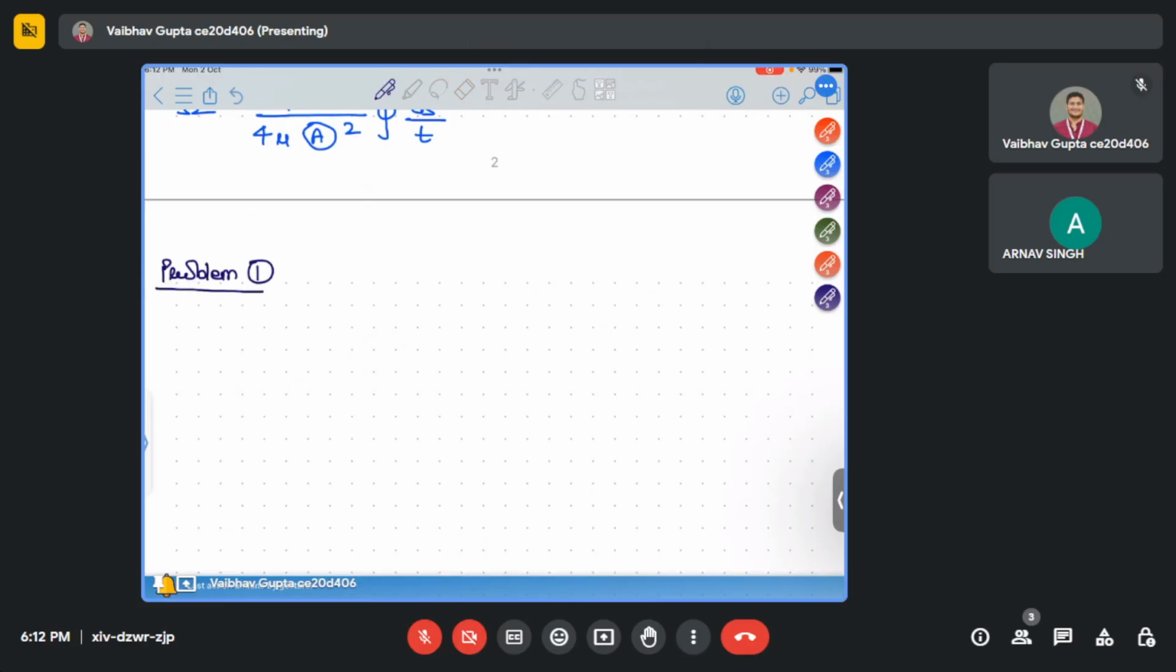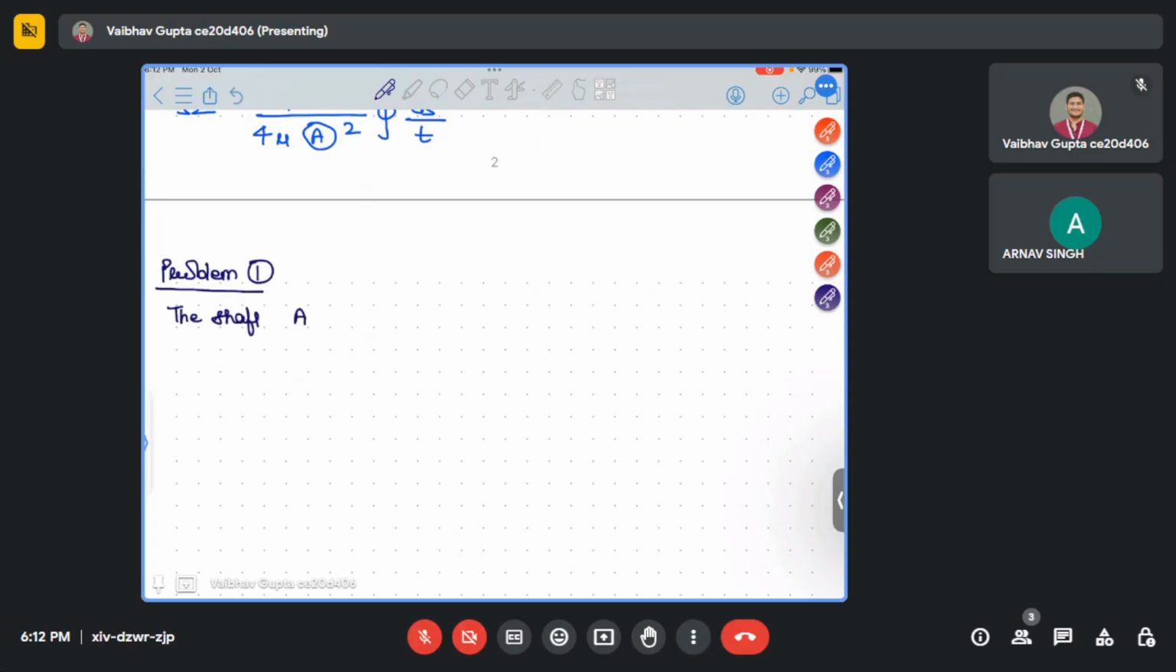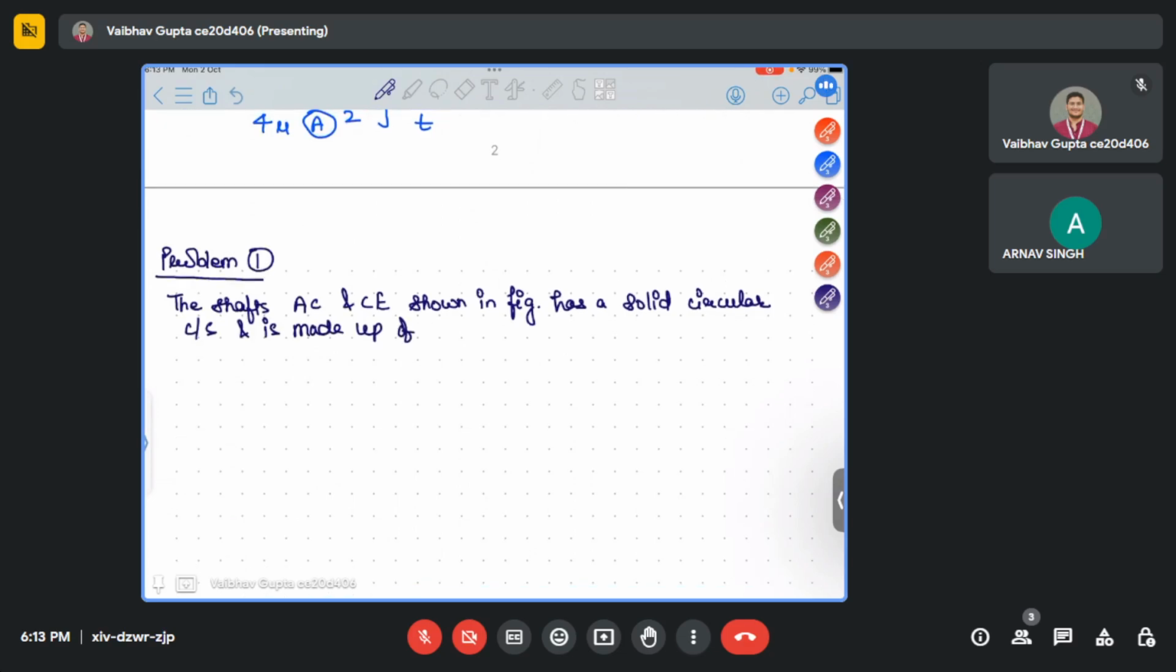Yeah. So the problem statement is: the shafts AC and CE, shown in the figure below, have a solid circular cross section and are made up of the same material. So both shafts are the same material.